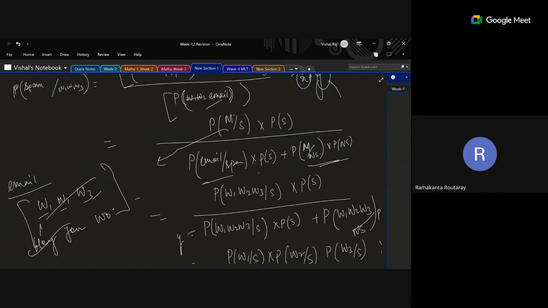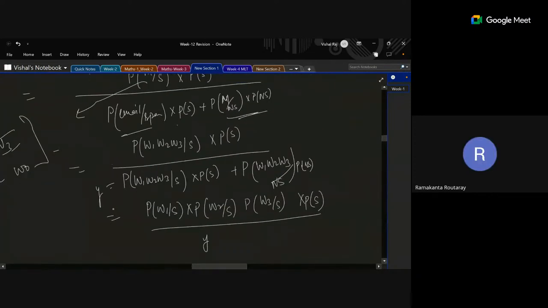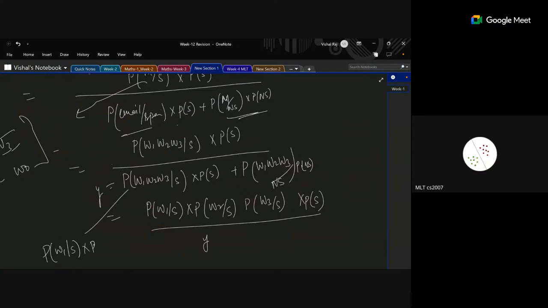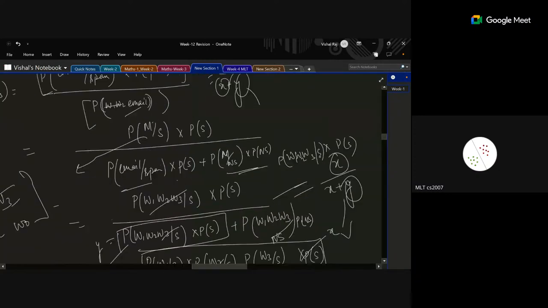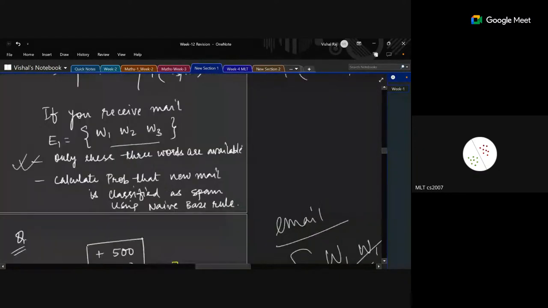So the denominator part, the last part: the probability of W1, W2, W3. The same thing you can write: probability of W1 given spam, multiplied by probability of W2 given spam, and so on. You can think of this as a whole x, and the lower part is again x plus y, and this one and this one are the same. So you can write it as x upon x plus y. Your x is the probability that all three words, W1, W2, W3, belong to spam, multiplied by the probability of spam, and y is for non-spam. You can calculate it and get the value. I don't know the value, but if you calculate, you'll get it.